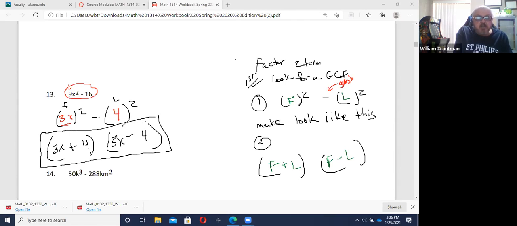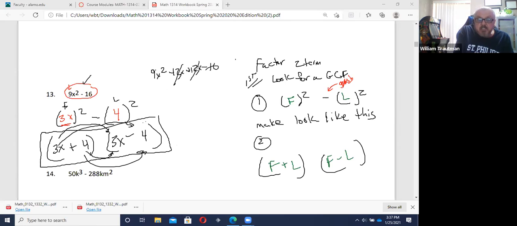We're done. If you distribute this, you end up with the same thing here, right? 3x times 3x is 9x squared. 3x times a negative 4 is negative 12x. 4 times 3x is a positive 12x. 4 times a negative 4 is a negative 16. These cancel. One's a plus and one's a minus. So I have 9x squared minus 16. So that's just checking the work.